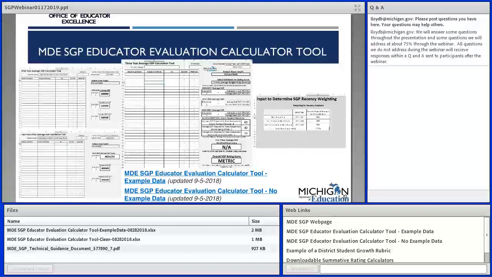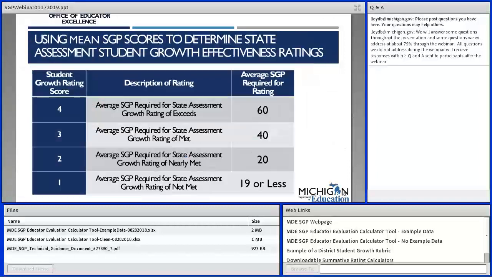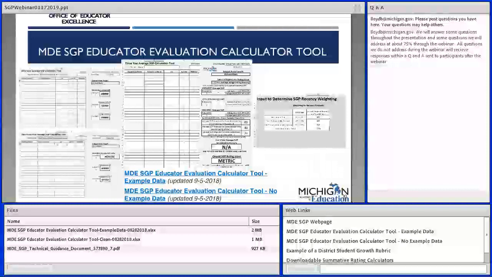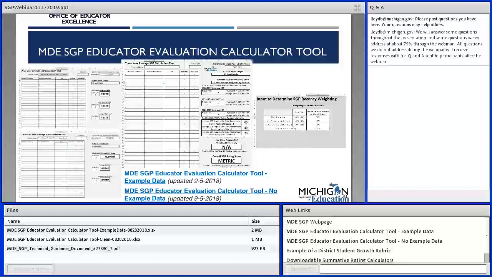So it compares that 3-year aggregate mean against that table that I showed you 2 slides ago to determine a 1 through 4 rating that you can use to combine with your teacher framework data and your local student growth data that would be local to your LEA or non-state assessment data. You can combine that 1 through 4 with the 1 through 4 that's generated with your framework tools, and with your LEA rating determination to determine a summative rating using the prescriptive weightings that are defined within 380-1249.